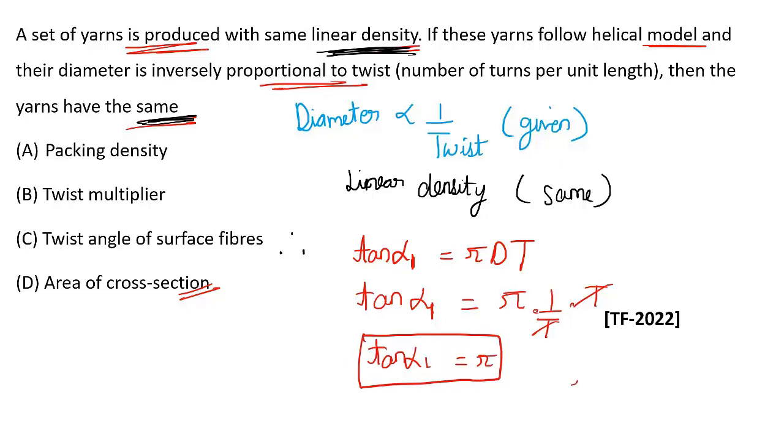And similarly tan alpha 2 is also pi, since diameter is inversely proportional to twist, it would be the same in both the cases. So you have seen that the twist angle for both is the same, then the correct option would be option C, twist angle of the surface fibers would be the same for this given set of conditions.